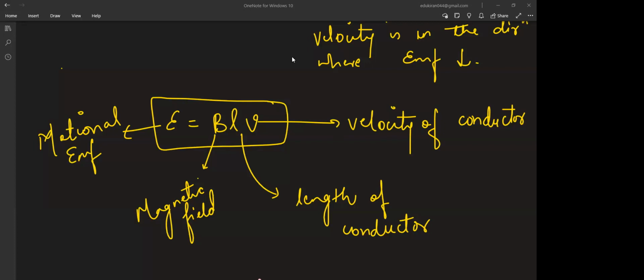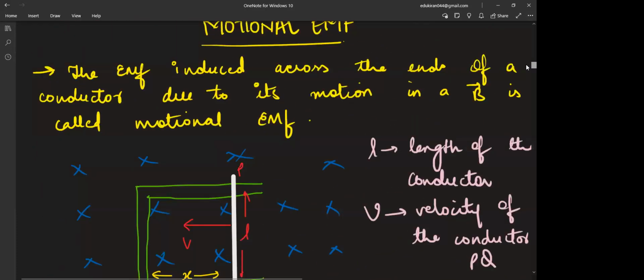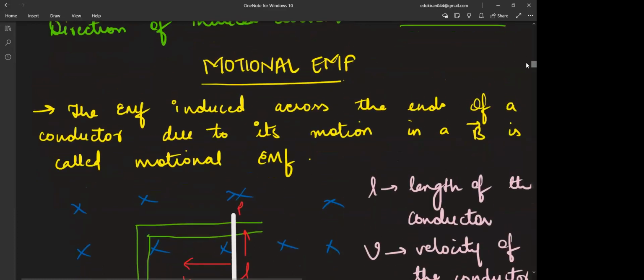All right. In the last class, we had started with motional EMF. Before that, we did Lenz's law. Lenz's law simply tells you that the direction of induced current is opposite to the cause that is producing it. The cause is the change in flux, right? So that helps in giving the direction.